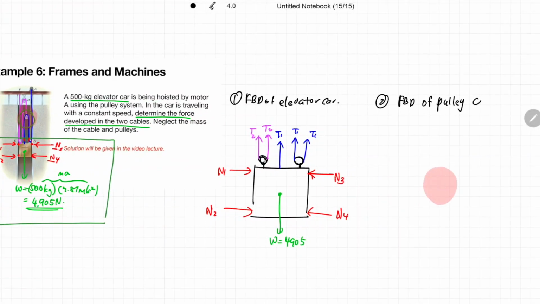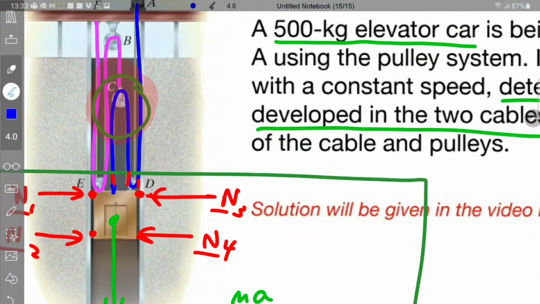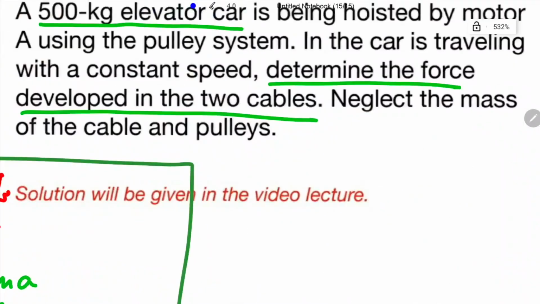And if you look closely at pulley C, at the left and the right side of the pulley, it is connected to the blue colored cable. So we are going to represent the tension cable over here. And at the middle point of pulley C is actually the pink colored cable. So we are going to represent the tension cable over here.